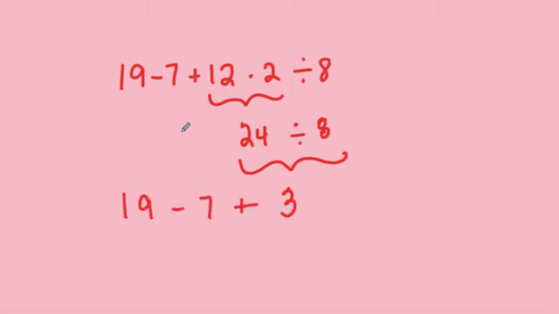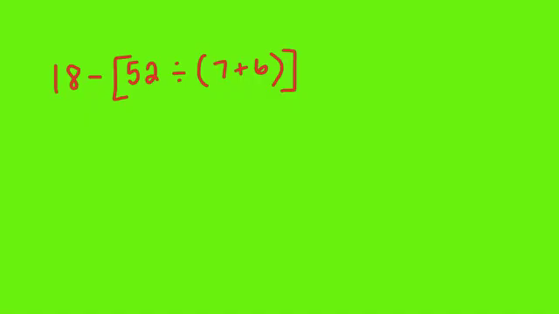All right, now I've got to do addition and subtraction from left to right. I cannot add the 7 and the 3 before doing the subtraction. So I have to do 19 minus 7, which gives me 12, then add 3 to it, and I'll get 15. Okay? All right, harder.